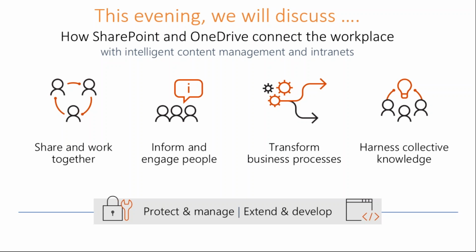Then we are going to see harness collective knowledge, wherein we are going to talk about some enriched search experience, right? And then protect and manage, because of course none of these pillars would matter if you're not trusting the solution, right? Because security is a prime concern as long as you're using a cloud solution, right? So we are going to see what are the new capabilities which came under protection or security in SharePoint and OneDrive for Business. And finally, for developers, we have extend and develop. So what is it that we have for developers with these other pillars? We are going to showcase that as well.